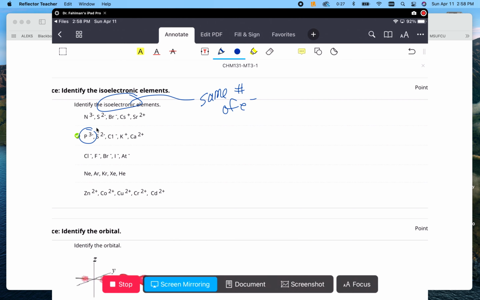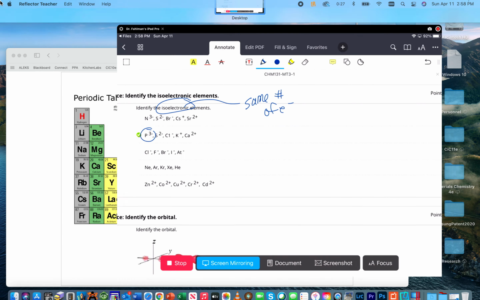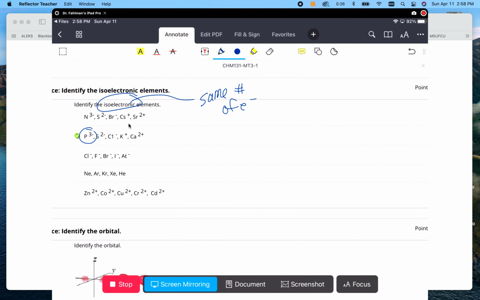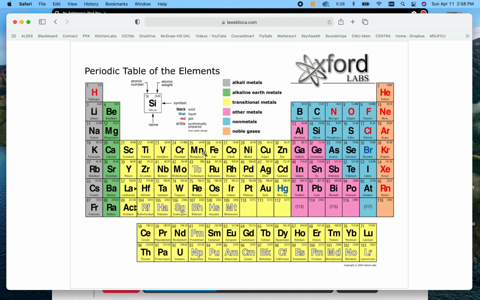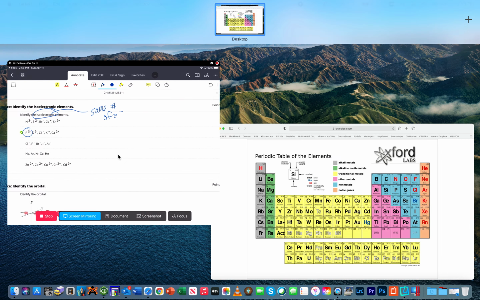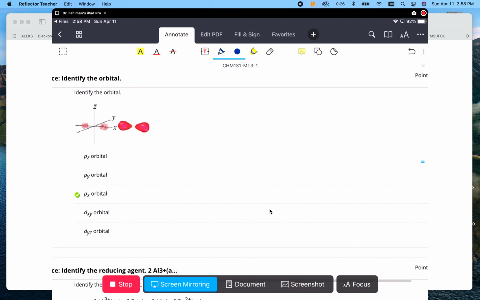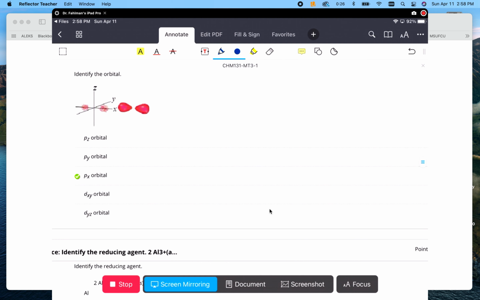Whereas if you look at some of these others, like N3 minus would be neon's configuration. S2 minus is argon's configuration, so that's not the same, etc. This one, just definition, that's what a p orbital looks like. We showed that in class, and it's along the x-axis, so that's px.